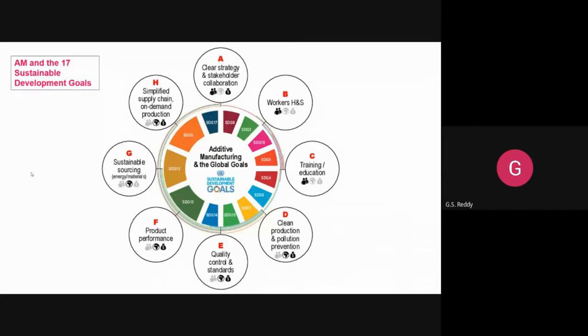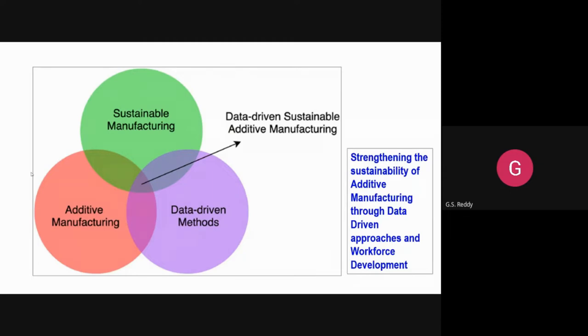You can see that it starts with SDG 1 and goes to SDG 17. I'm not going to talk about all of that. I'm going to mention SDG 17, which means that in order to take up 3D printing or additive manufacturing, it is interconnected. The people associated with it have to work with certain indications listed here. Look at additive manufacturing, data-driven methods, and sustainable manufacturing. If we are to keep additive manufacturing sustainable, we first have to strengthen its sustainability through data-driven approaches and workforce development.